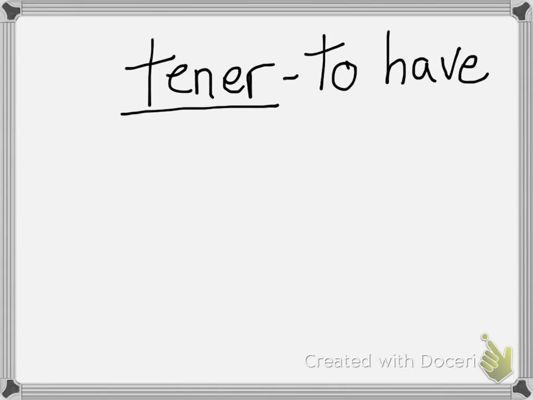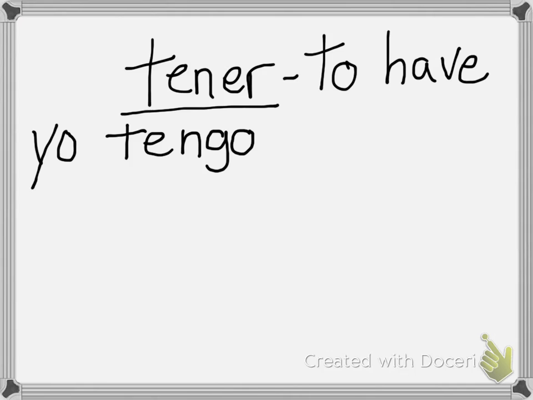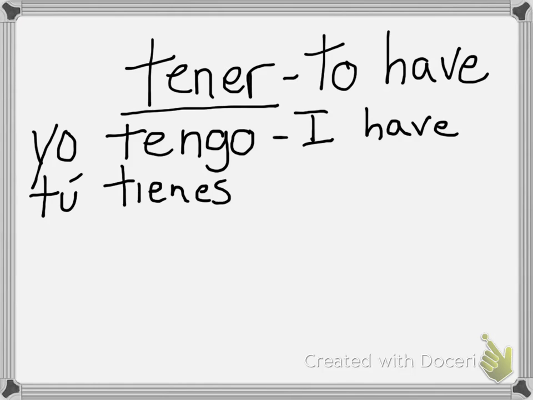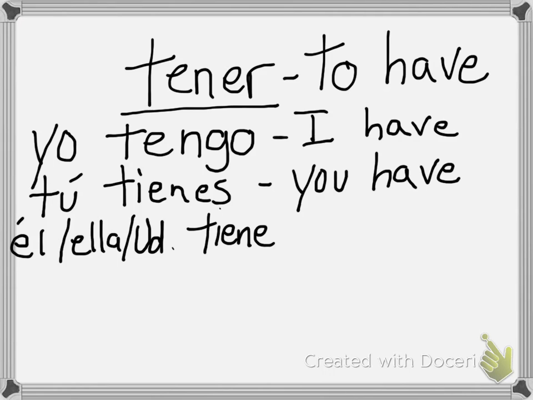Okay, and the way that we conjugate this verb, if yo, or I, is the subject of the sentence, the form of the verb tener that we're going to use is tengo. So yo tengo means I have. If tú is the subject of the sentence, the form of the verb we're going to use is tienes, which would mean you have, informally. If the subject is él or ella or usted, the form of the verb we're going to use is tiene. So él tiene would be he has, ella tiene, she has, usted tiene would be you have, formal.